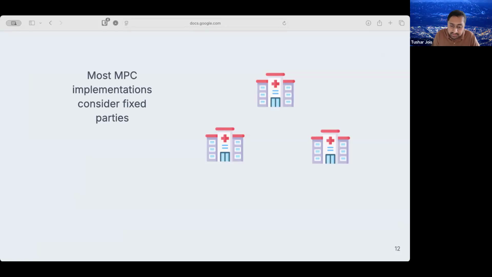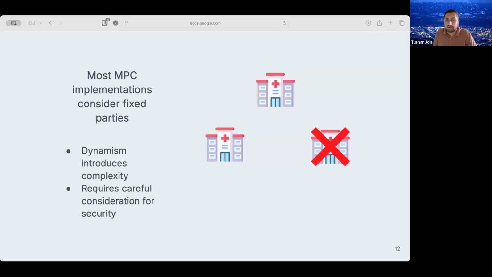Well, most traditional MPC protocols and implementations consider fixed parties, right? So it assumes that the three parties here, for instance, that are computing MPC are always online for the entirety of the computation. But if these parties are spot instances and one of them gets revoked for some reason, then we don't actually have a good way of modeling this in a traditional MPC protocol. This dynamism introduces additional complexity, and it requires careful consideration for the security of the model.